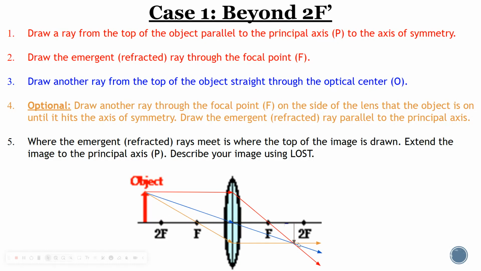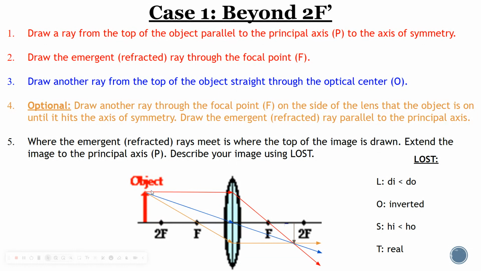And it's going to be real because it's made by real rays. It's going to be inverted, and it's going to be smaller than the actual object itself. So if you remember that beyond 2F, you are going to end up in between F and 2F, and you're smaller, and you're real, and you're inverted, then your ray diagrams should be easy to verify once you're done.